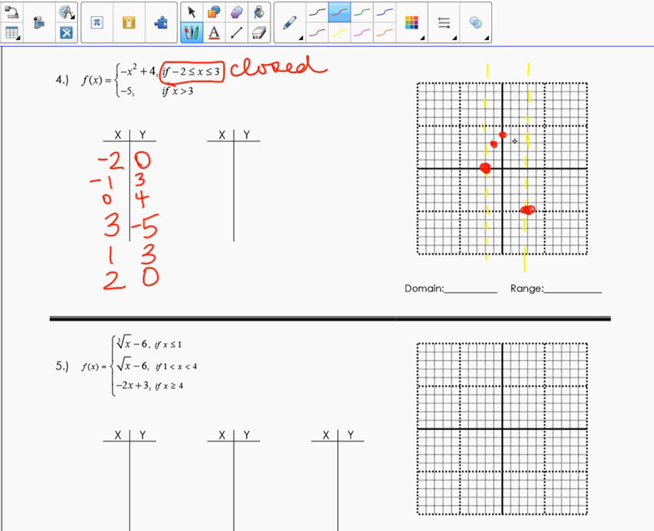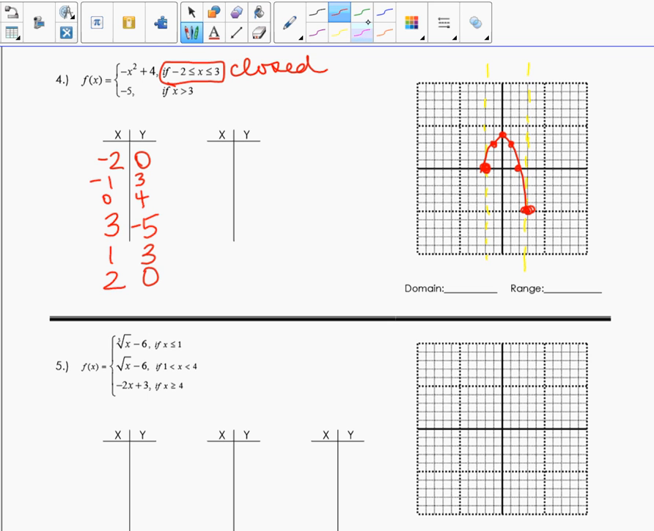3, I am at, I'm sorry, 0, I'm at 4. I already graphed that 3, -5. Sorry, I'm confusing myself. That's why it's probably good to leave more space. Let's see, 1, I'm at 3. And 2, I'm at 0. So you're seeing just the middle part of that parabola there.